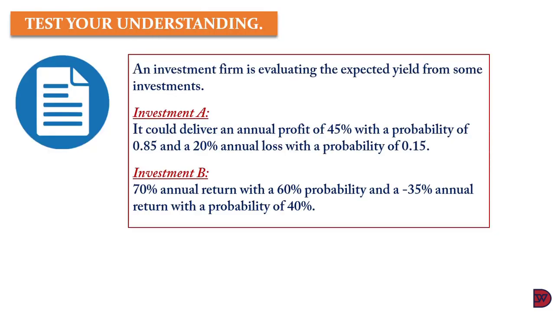An investment firm is evaluating the expected yield from some investments. For investment A, it could deliver an annual profit of 45% with a probability of 0.85 and a 20% annual loss with a probability of 0.15. With investment B, 70% annual return with a 60% probability and a 35% annual return with a probability of 40%. 35% being negative means that it is a loss.